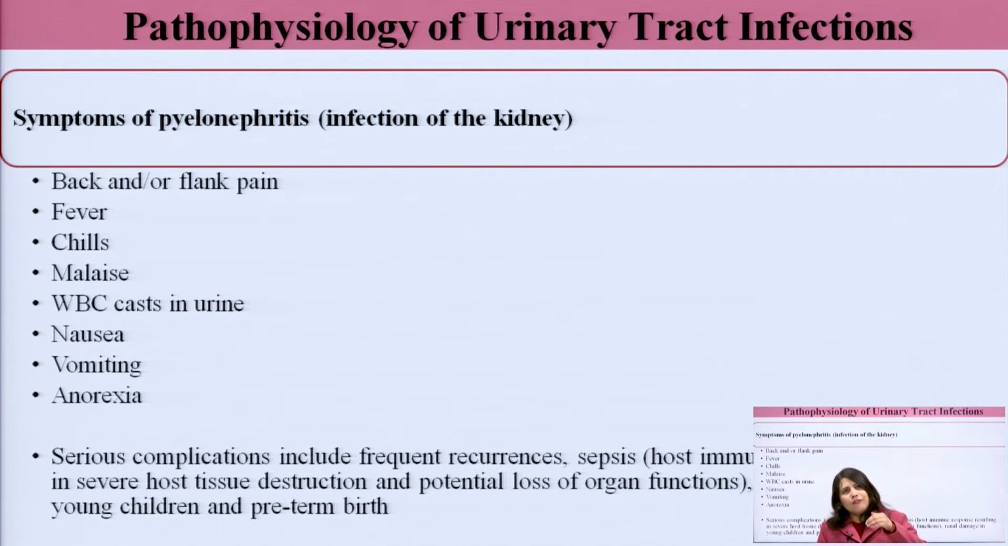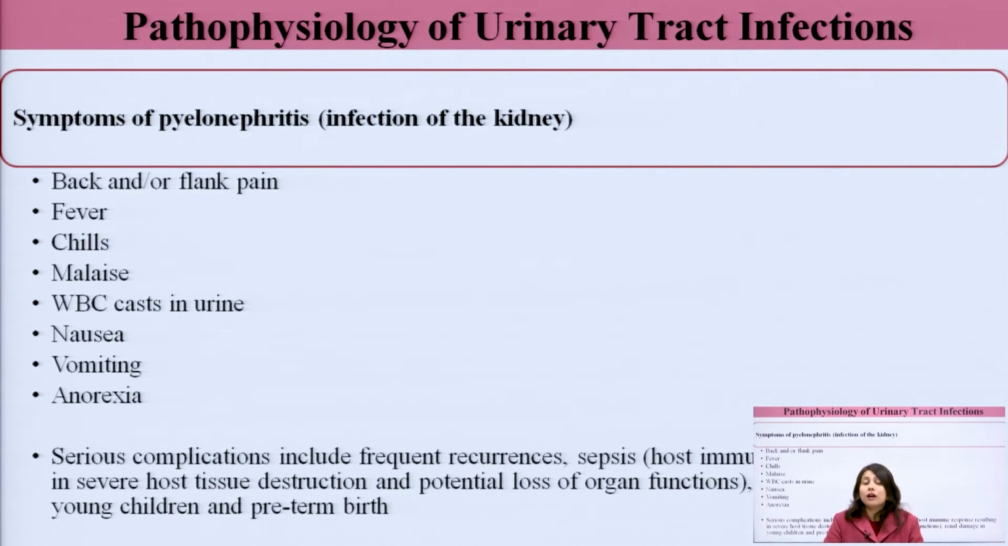Now because there is infection, of course there will be infiltration of the WBCs to fight the infection. They come into the urinary tract, they come into the kidneys. Now when they remain long in the kidneys for a long duration of time, they form casts. They form casts and are just removed in that manner in the urine. Nausea, vomiting and anorexia, that is aversion towards food, reduced hunger, these are the symptoms of pyelonephritis when the infection reaches the kidneys.